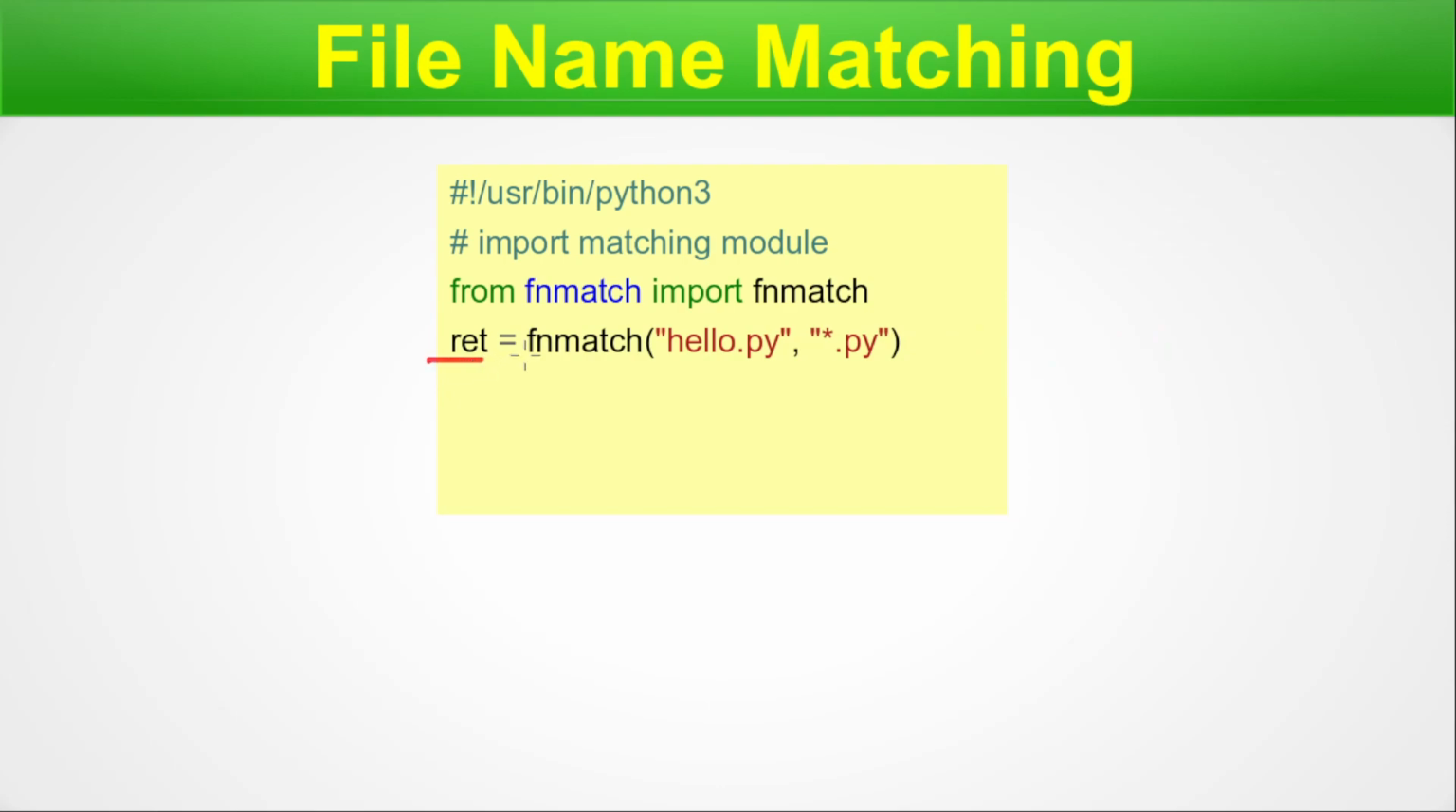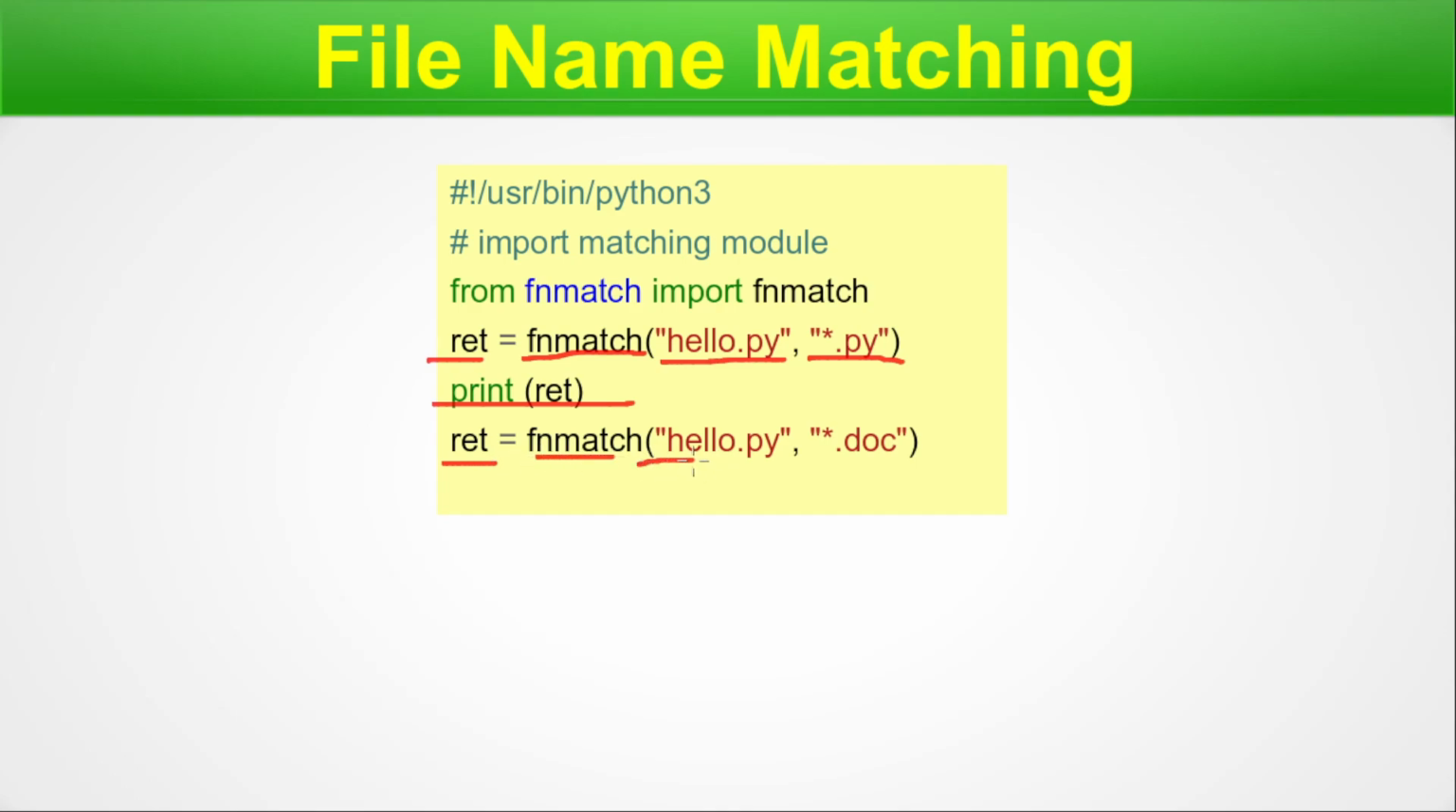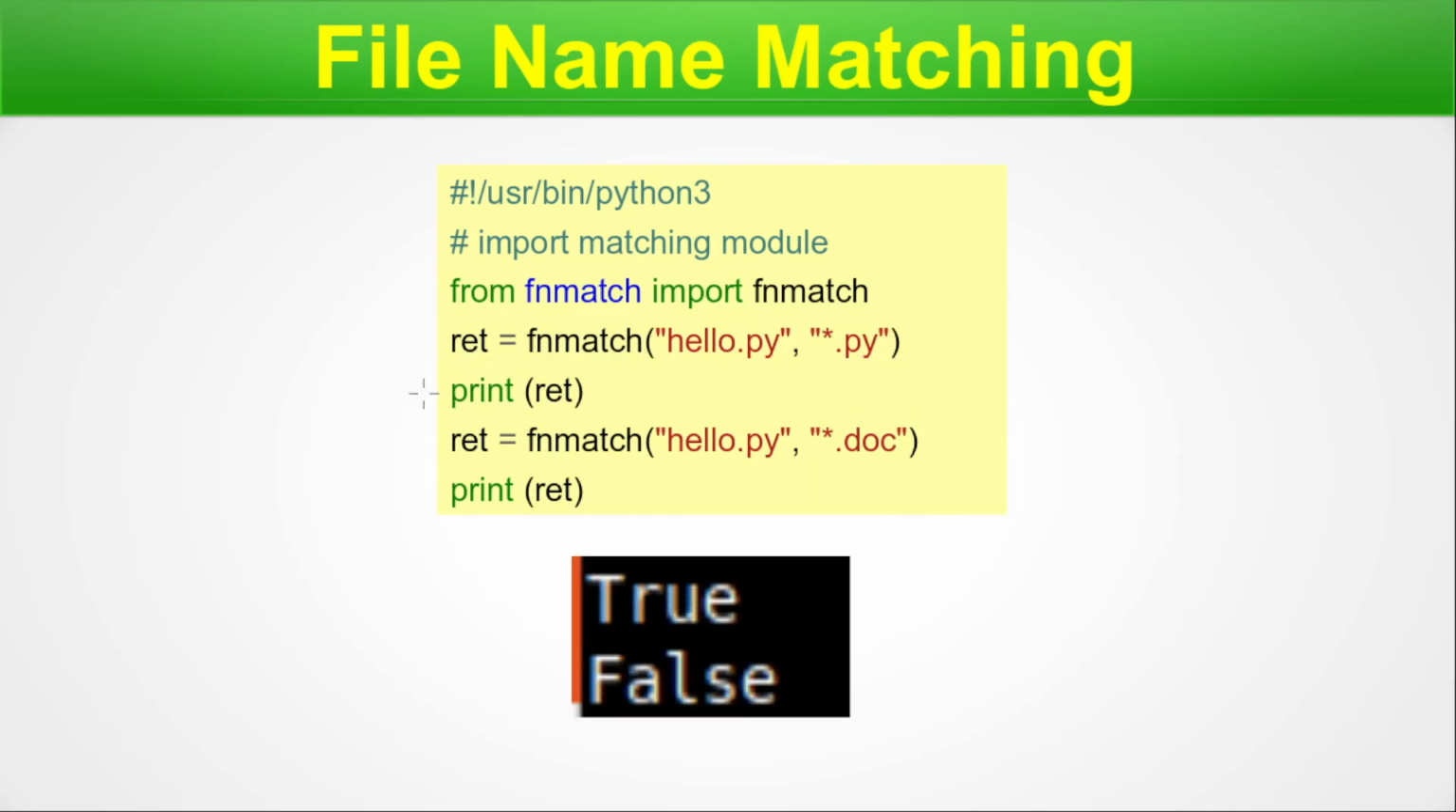Next, we have a variable ret and we have fnmatch, and then we write hello.py and *.py. Okay, and we print ret. Next, we write fnmatch hello.py, then *.doc. So here we are matching whether these two are matching, and then we print ret. Once we execute the entire code, the first one gives true because we have the same extension py here, and the second one gives false as py doesn't match with doc.